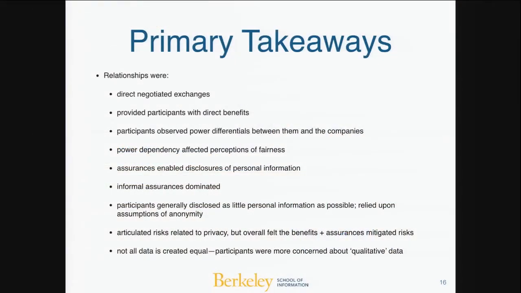So these relationships were in fact direct negotiated exchanges. They gave people clear benefits. The participants did observe power differentials between them and the companies they were engaged with. And those power dependencies definitely affected people's perceptions of how fair the relationship was to them. Assurances did enable disclosures of personal information, but from those, informal assurances dominated.